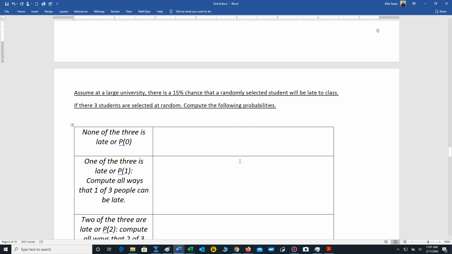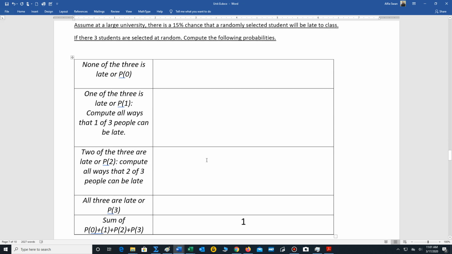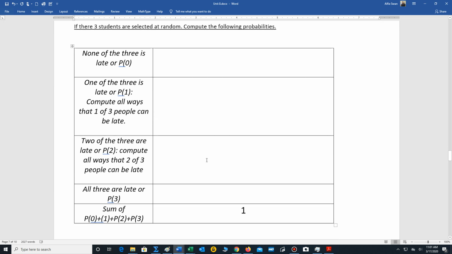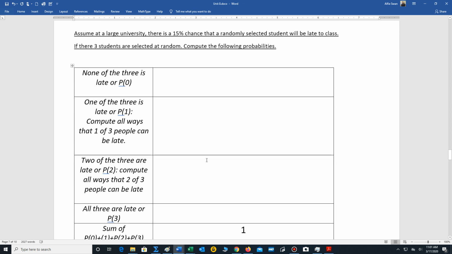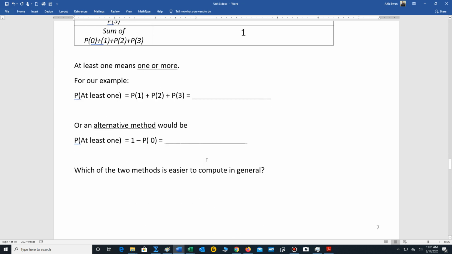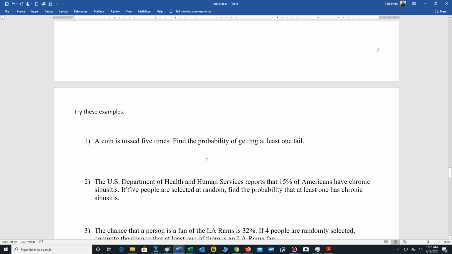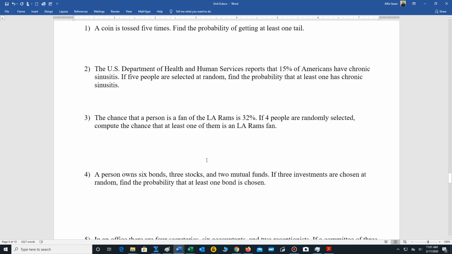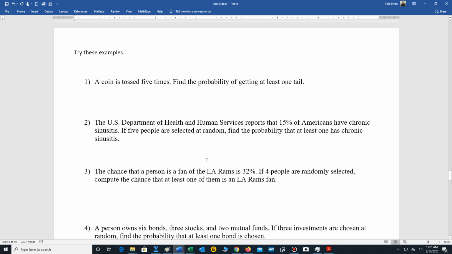And then I have another example. You folks could pause the video and work on this example here. It's more a demonstration of how the at least one formula works. So work that through, and if you have questions, let me know. But we're going to go on to some other examples. There are about 3 examples here that we're going to tackle.